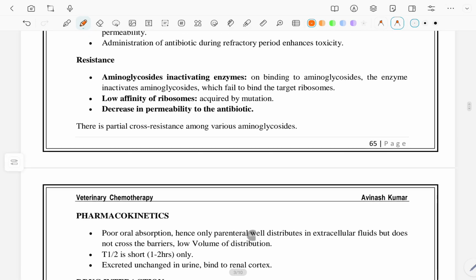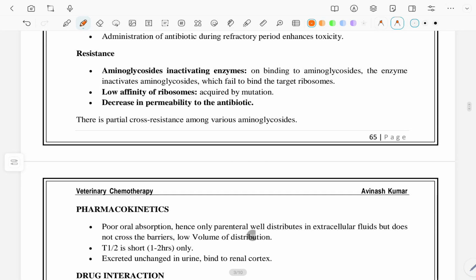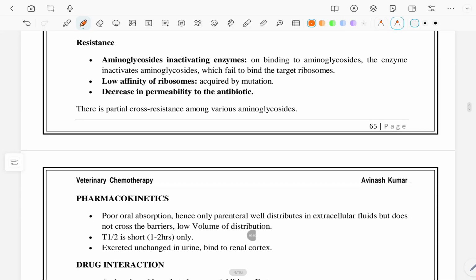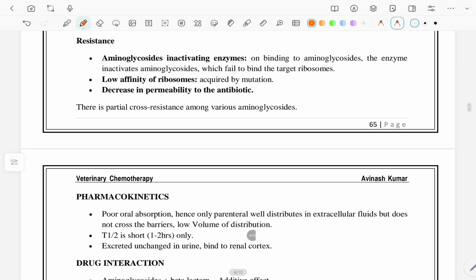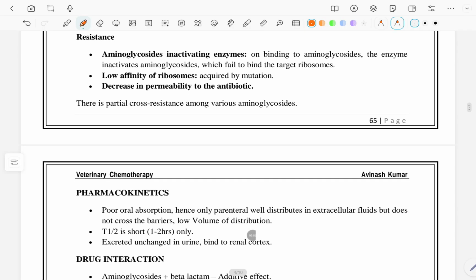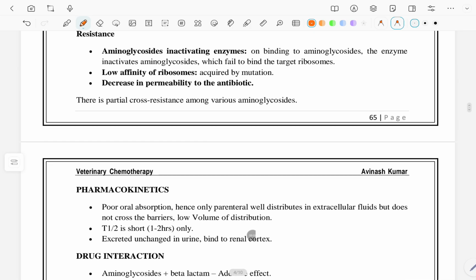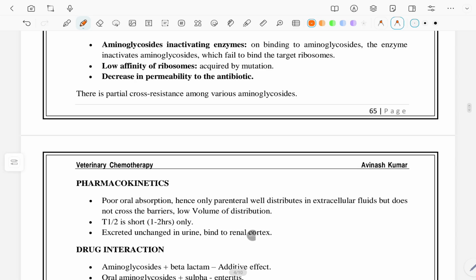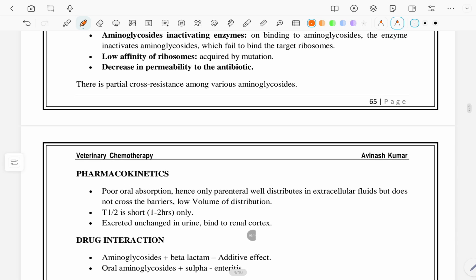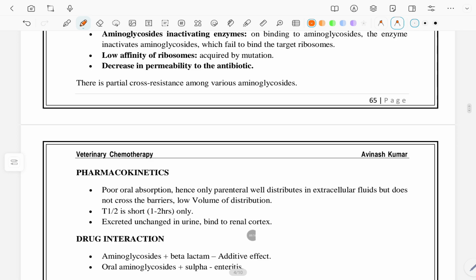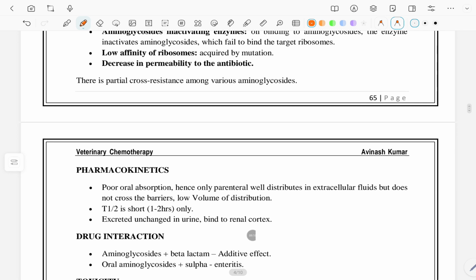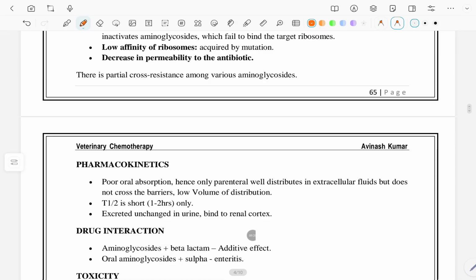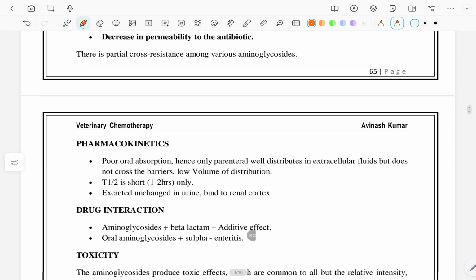Resistance. Aminoglycoside-inactivating enzymes: on binding to aminoglycoside, the enzyme inactivates it, so it fails to bind the target ribosome. Low affinity of the ribosome acquired by mutation, and decreased permeability to the antibiotic. There is partial cross resistance among various aminoglycosides.